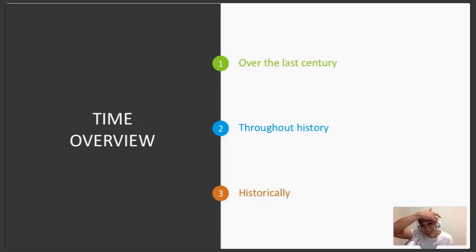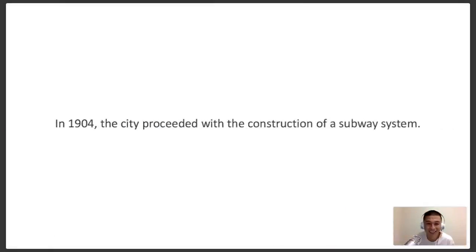All right, so moving on. This is the example. In 1904, the city proceeded with the construction of a subway system? Maybe it can go first, but because they reference time, you have to read through the other parts of the paragraphs to see if they have an older time or a later time. So you just follow that sequence.